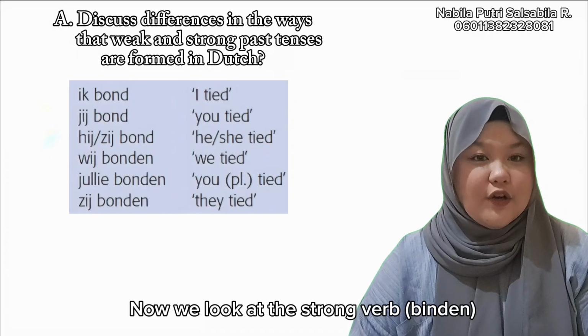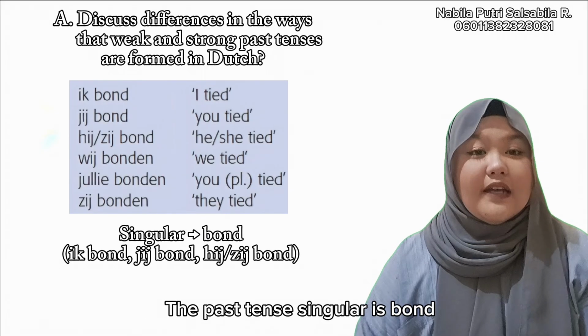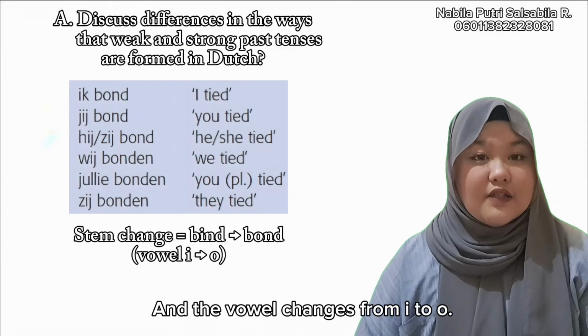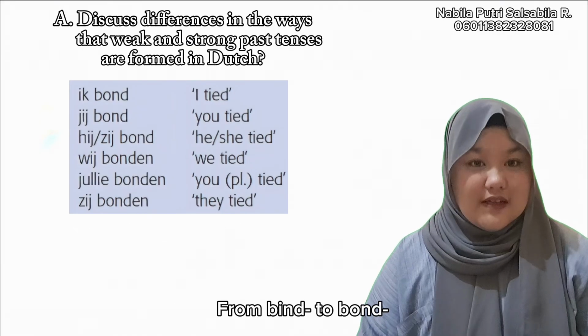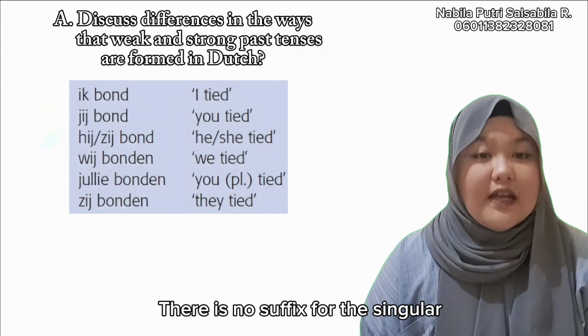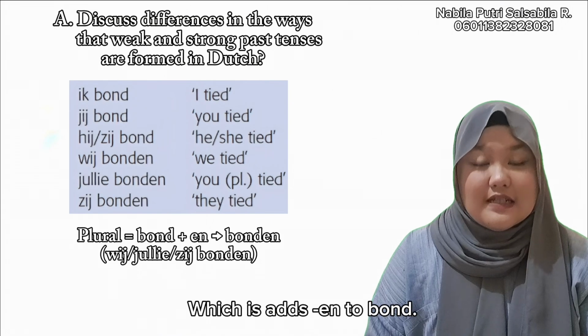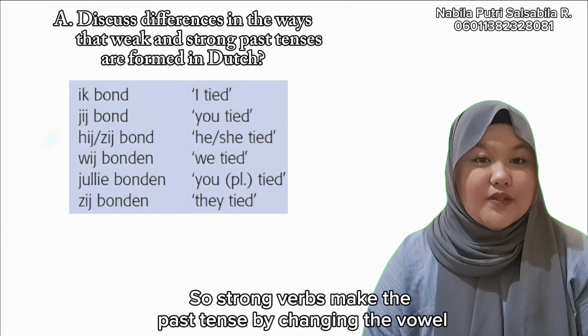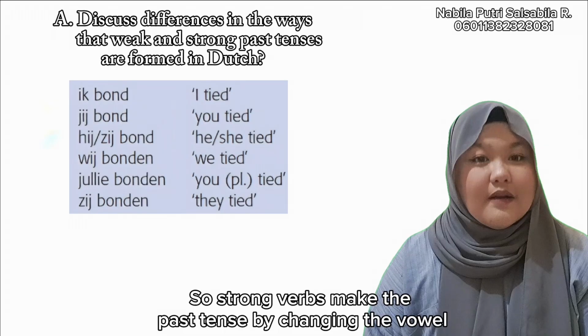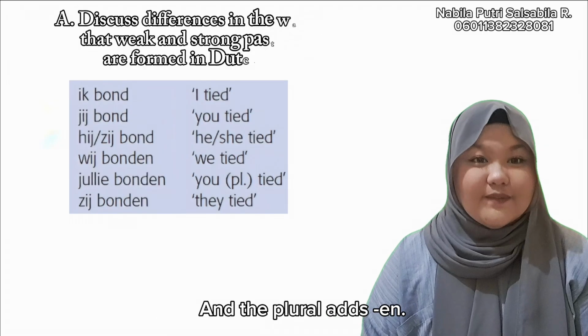So, weak verbs make the past tense by adding a suffix, and there is no vowel change inside the verb. Now, we look at the strong verb binden. The past tense singular is bond, and the vowel changes from I to O, from bind to bond. There is no suffix for the singular, and for the plural, the form is bonden, which adds n to bond. So, strong verbs make the past tense by changing the vowel, and the plural adds en.